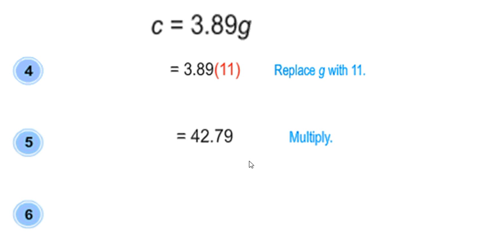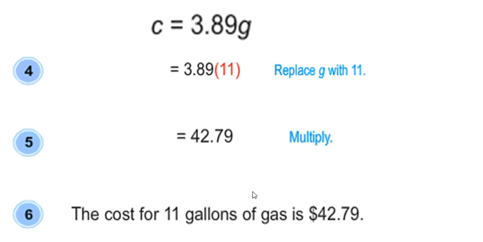So we're going to take this equation and substitute our given values. They wanted to know for 11 gallons of gas. So we're going to replace the G with 11, not the C. So we are going to then multiply it out, so 42.79, and then we're going to just restate the cost for 11 gallons of gas is $42.79.